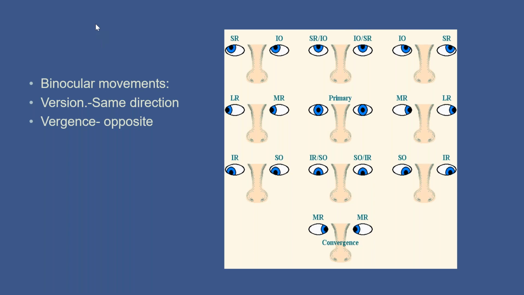Similarly, we have binocular movements, which comprise versions and vergences. Versions are the ones that happen in the same direction. For example, levoversion is when both eyes are looking towards the left, and dextroversion is when both eyes are looking towards the right. Vergences, on the other hand, are the opposite, or disjugate, movements. In this last picture you can see convergence, where both eyes are moving nasally. You have to evaluate the extraocular movements in all 9 gazes to come to a diagnosis. It's very important in a case of squint.